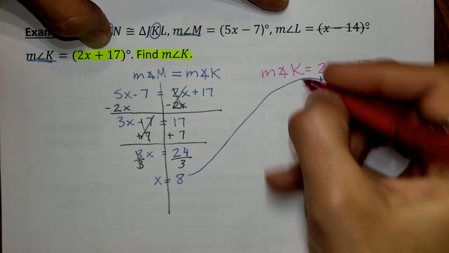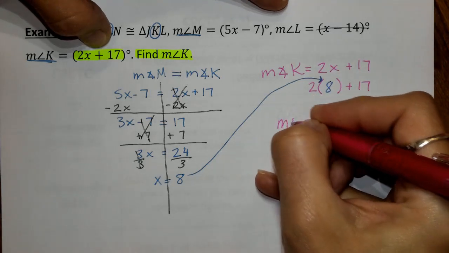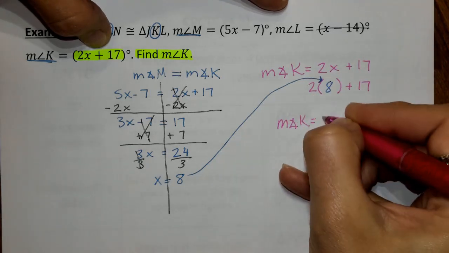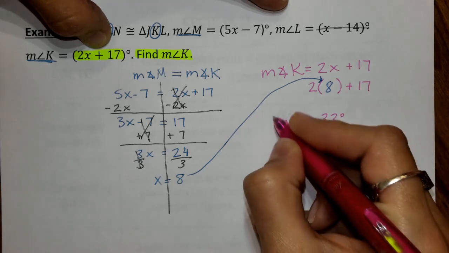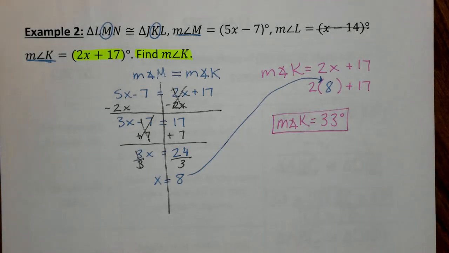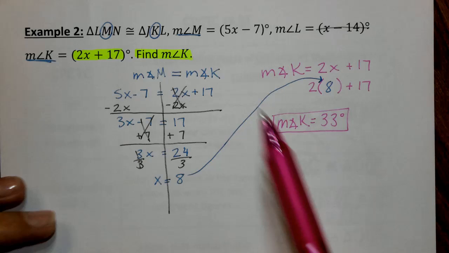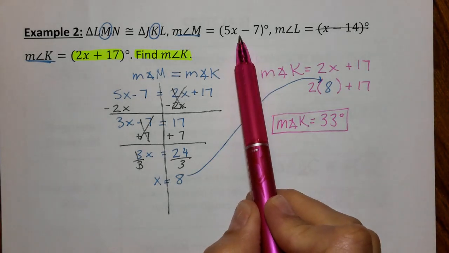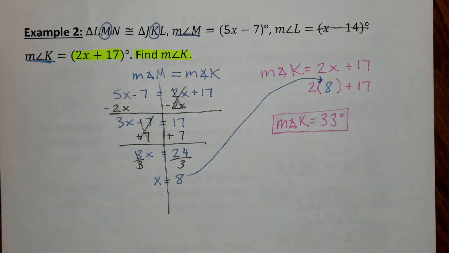2 times 8 plus 17. We're going to find that the measure of angle K is going to equal 33 degrees. And also to confirm if your solving for x was correct, you could plug it into angle M as well, and it'll come out to 33 also.